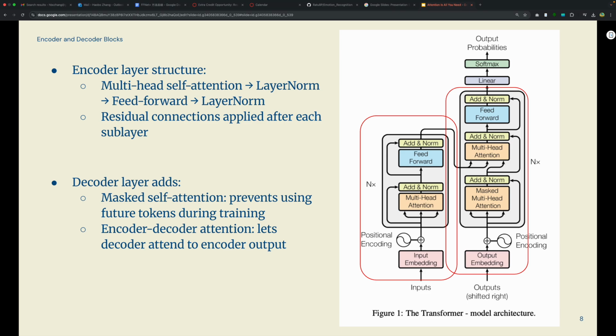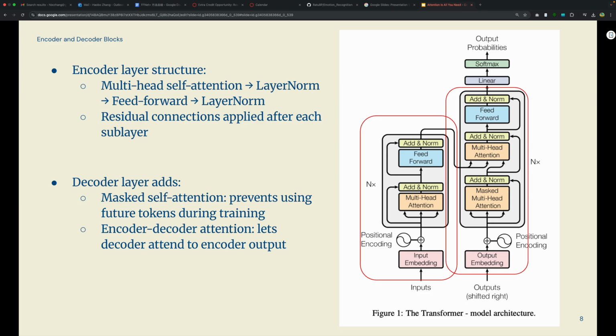The decoder shares much of the same structure as the encoder, but with a few important differences. First, it uses masked multi-head self-attention, which restricts each position from attending to future tokens in the output sequence. This is essential for autoregressive generation, ensuring that the model only has access to already generated tokens during training. That's preserving causality.